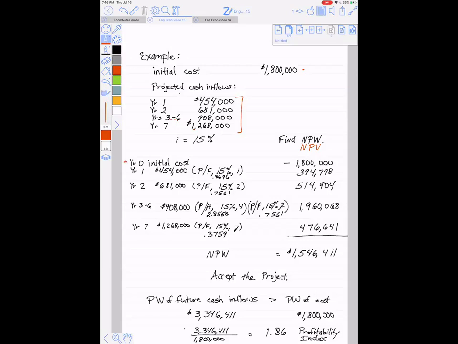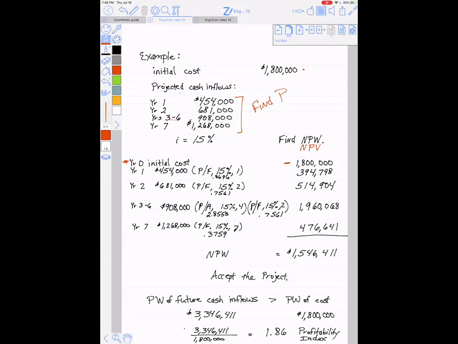Year 0, the initial cost is 1.8 million negative, right? Because that's a cash outflow. Put that at the first. It's already in terms of P. We want to turn all these other cash flows into their present value equivalent, right? So we can compare them.